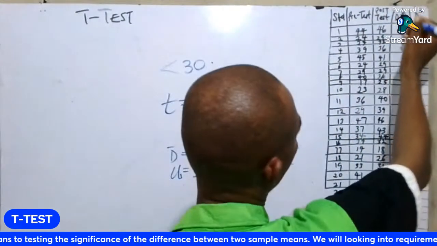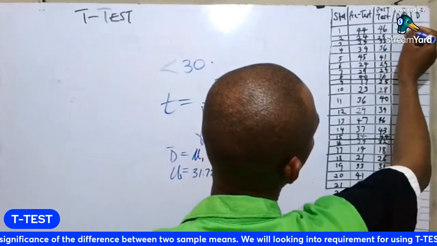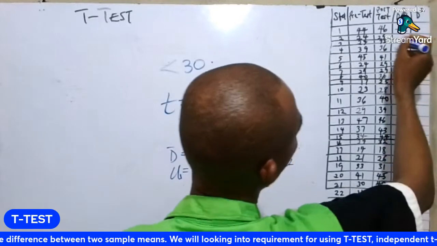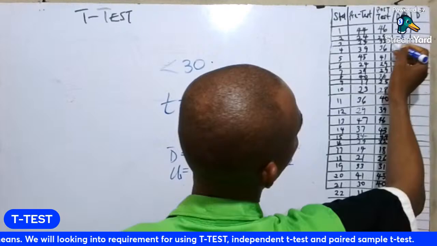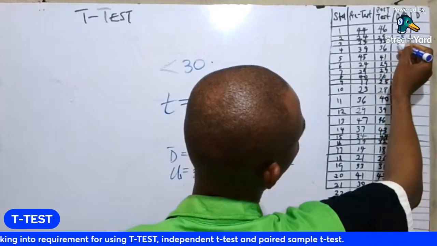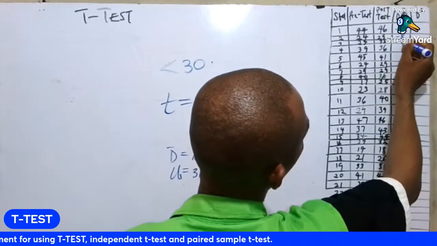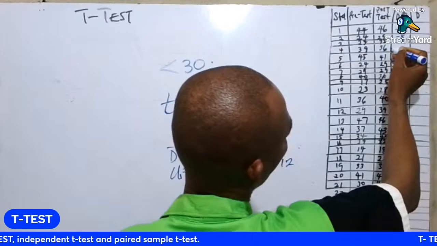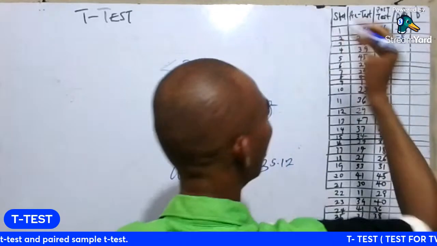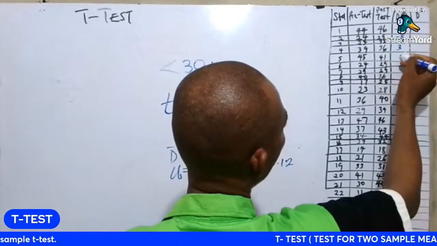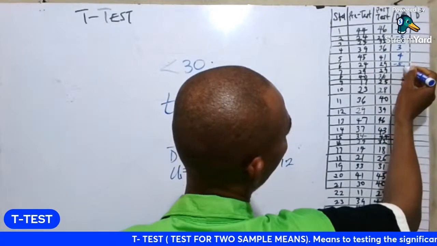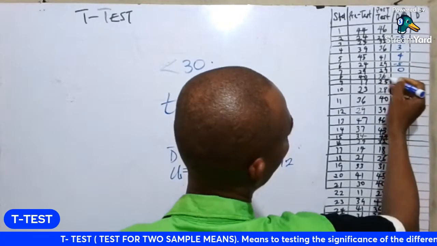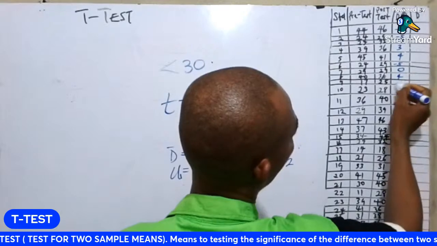So 44 minus 46, that will give me minus 2. 24 minus 29, that will give me minus 5. 29 minus 32, that will give me minus 3. 39 minus 36, of course, that will give me 3. This minus this, that will give me 4. This minus this, that will give me minus 5. This minus this, that will give me 0. This minus this, that will give me 4.